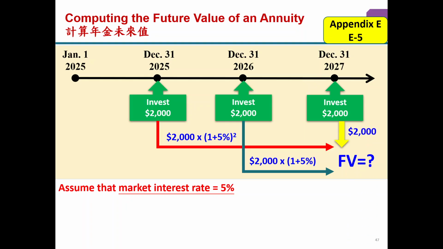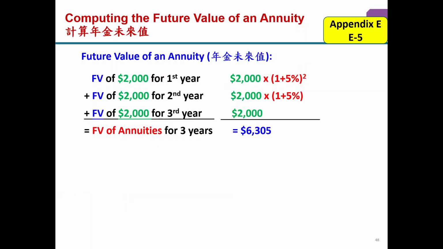So after you got the future value for your first 2,000, second 2,000, and last 2,000, then add them up together. So you just add up the first 2,000, second 2,000, and third, and the future value should be $6,305. Okay? So you can use the calculator to do your job.